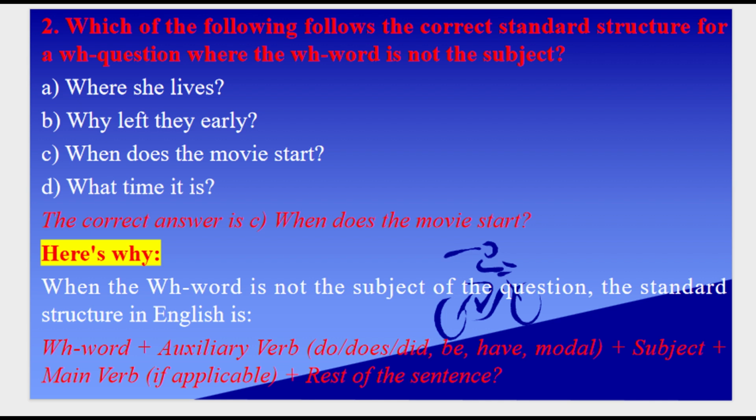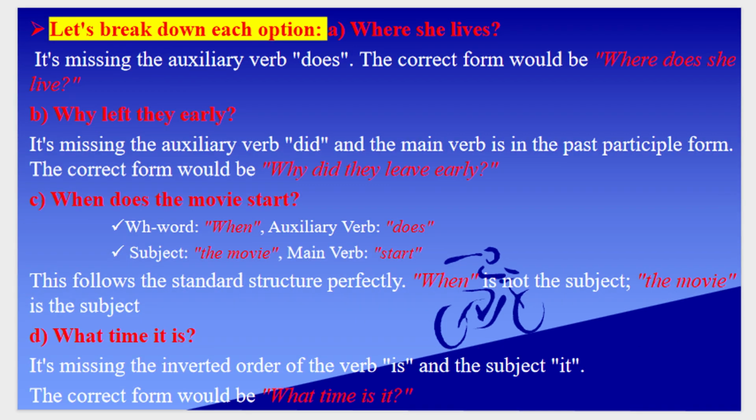Here's why. When the WH word is not the subject of the question, the standard structure in English is WH word plus auxiliary verb (do, does, did, have, or modal) plus subject plus main verb if applicable plus the rest of the sentence. Let's break down each option. A. Where she lives. It's missing the auxiliary verb does. The correct form would be: Where does she live? B. Why left they early? It's missing the auxiliary verb did, and the main verb should be in base form. The correct form would be: Why did they leave early?